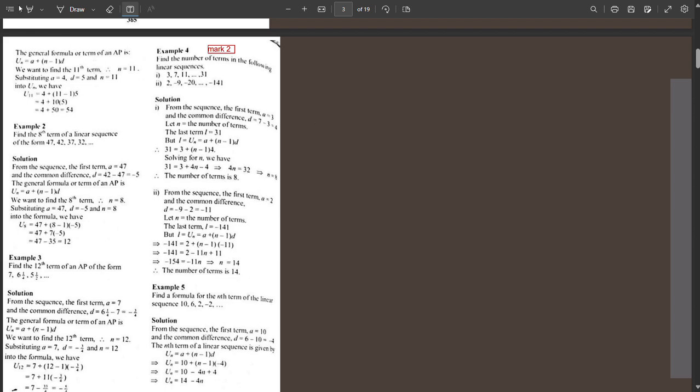We continue with the example. So from the first example, we are done with that. Now let's take the second example. Find the eighth term of the linear sequence. This is the linear sequence.